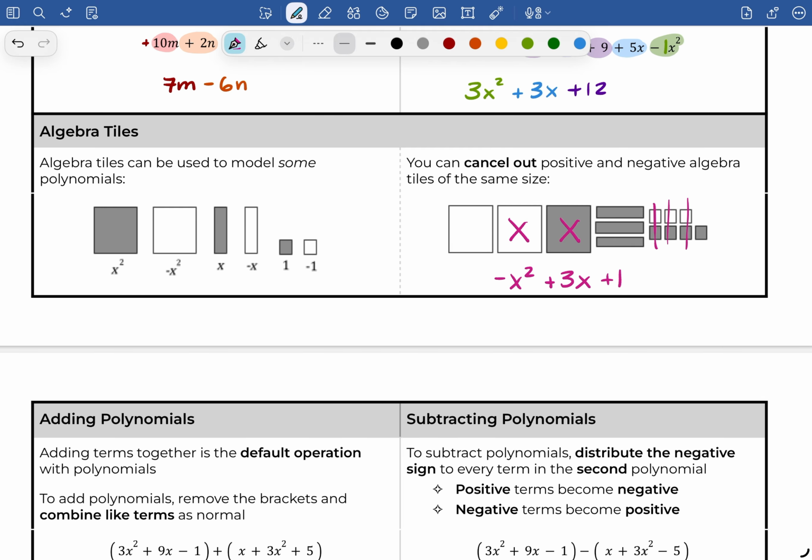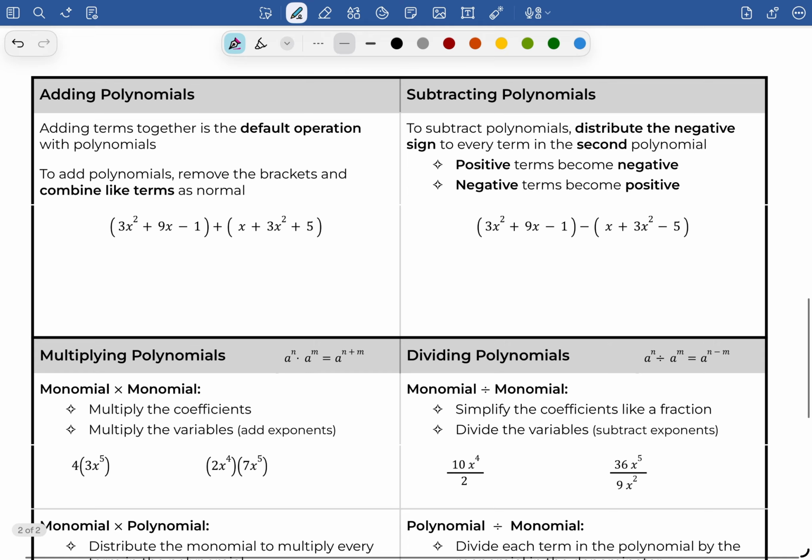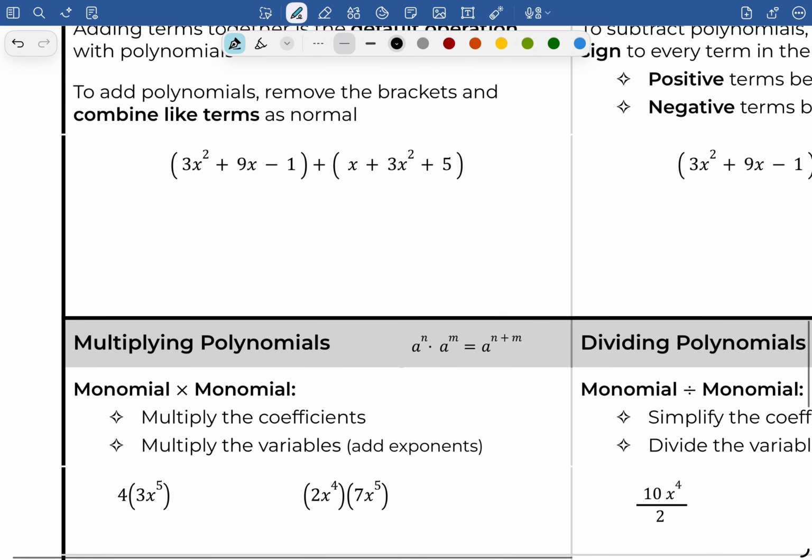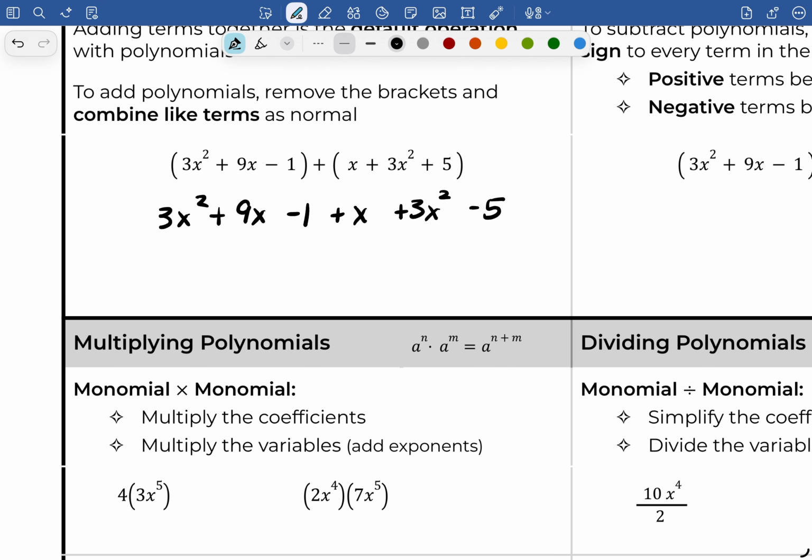Cool. Flipping the page. We are adding and subtracting polynomials. Adding terms together is the default operation in polynomial stuff. So technically all we're doing is looking at this as if there were no brackets here and combining the like terms. Subtracting will be a bit different. But if you want to, you can just rewrite everything that's there. I do recommend this. I also like to then attach the signs to the terms to look a little bit closer to what they're attached to. I don't know, it helps my brain out, but you do you.